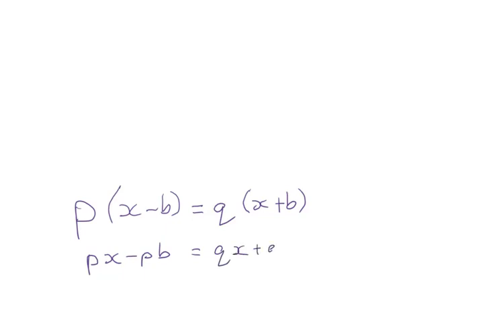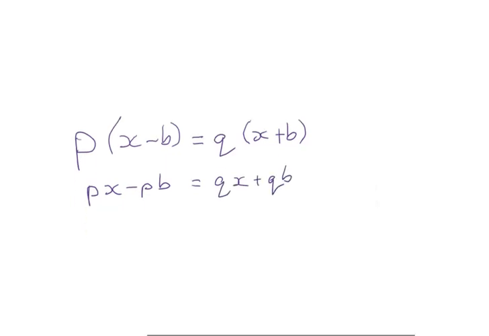Sorry guys, so P times x minus b is equal to q times x plus b. Again, we're going to start by expanding. We get px minus pb is equal to qx plus qb. We'll get the x's together. I've got px here and qx here. Doesn't really matter what I do. I think we'll do x's this way and we'll do other stuff that way.